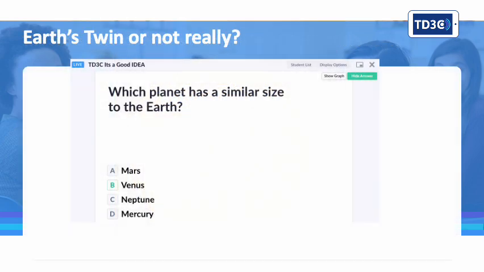This slide is to discuss which planet in the solar system has a similar size to the Earth. And of course, this will ignite conversations about, oh, could we live there if it is the same size? Maybe it has the same conditions that we have here on our planet. Of course, the answer is Venus. And we will very soon see why it is not possible for humans to live on Venus.